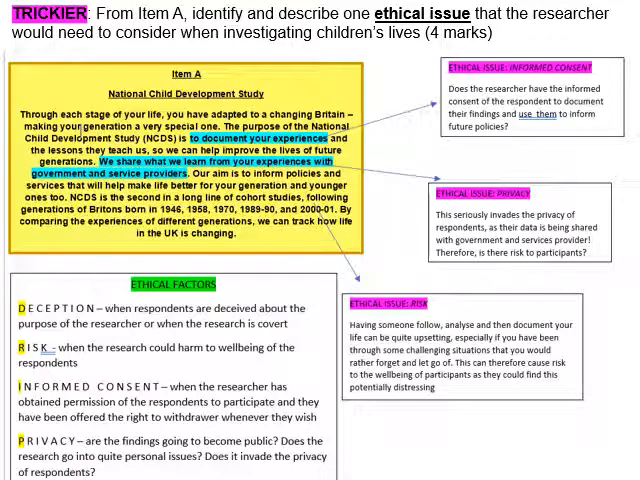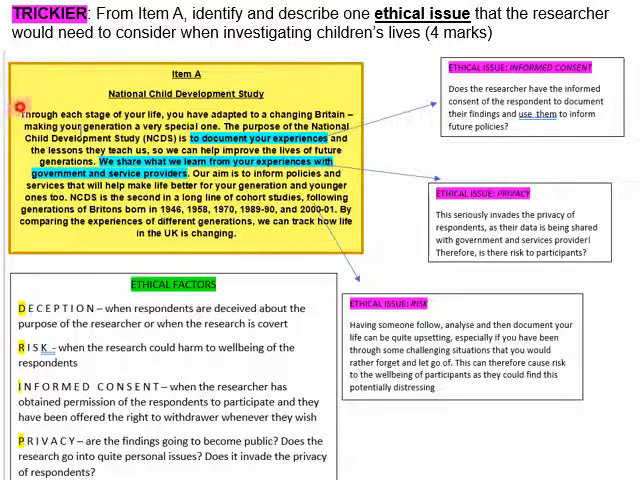So I've just annotated the item for you here to give you some indication as to the sort of things you could have answered for this question, as well as reminding you of what those ethical factors are. So the question, let's just relook at the question, was from item A, identify and describe one ethical issue that the researcher would need to consider when investigating children's lives. So obviously the item here was from the National Child Development Study, and when looking at the study, we should be able to identify a range of possible ethical issues that would arise when undergoing this study.